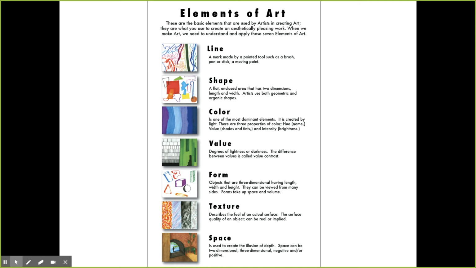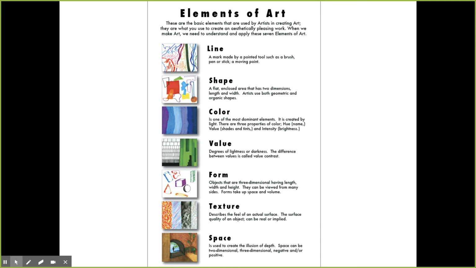These are other vocabulary words that are the ingredients, the recipes for art: elements of art. These are the basic elements that are used by artists in creating art. They are what you use to create aesthetically pleasing work. Sorry, I said it wrong, anesthetic, as if you're going to sleep, wrong word. Aesthetics means like your tastes.